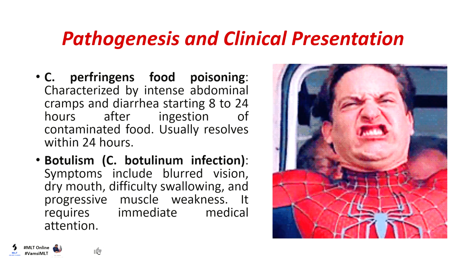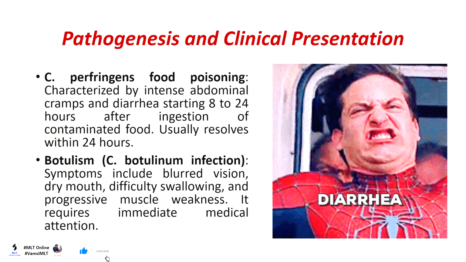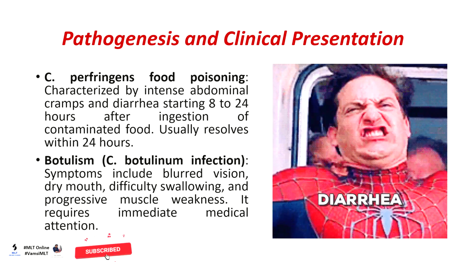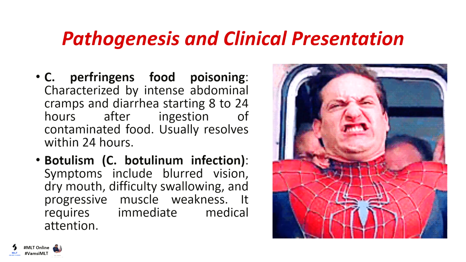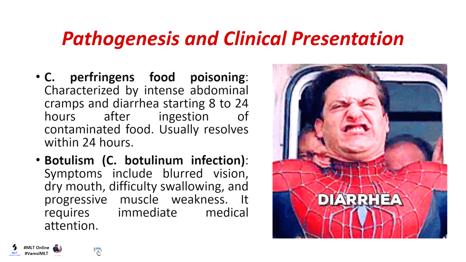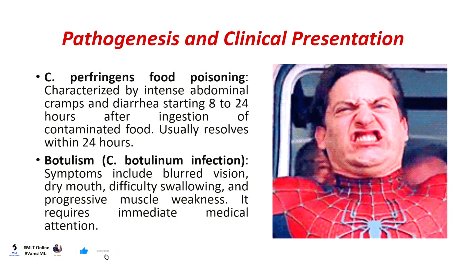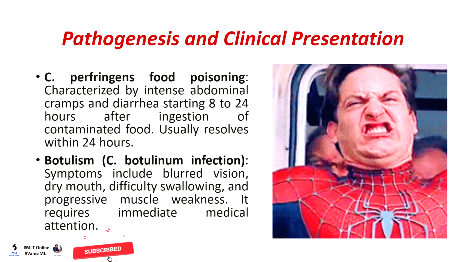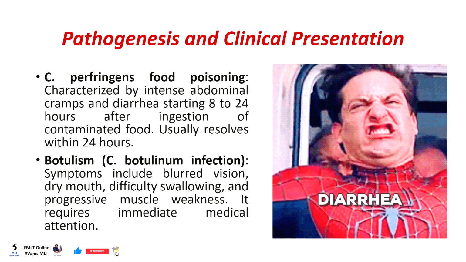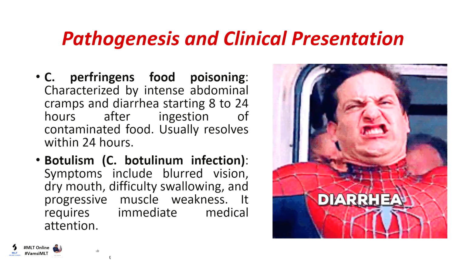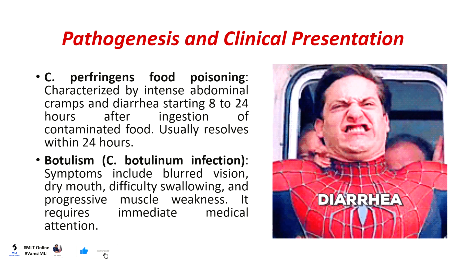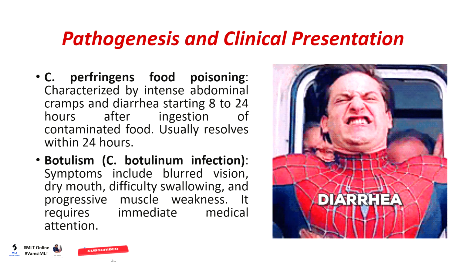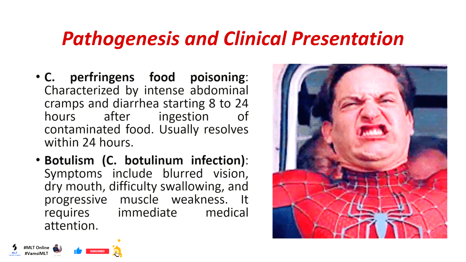Pathogenesis and clinical presentation. C. perfringens food poisoning, characterized by intense abdominal cramps and diarrhea starting 8 to 24 hours after ingestion of contaminated food. Usually resolves within 24 hours. Botulism, C. botulinum infection, symptoms include blurred vision, dry mouth, difficulty swallowing, and progressive muscle weakness. It requires immediate medical attention.